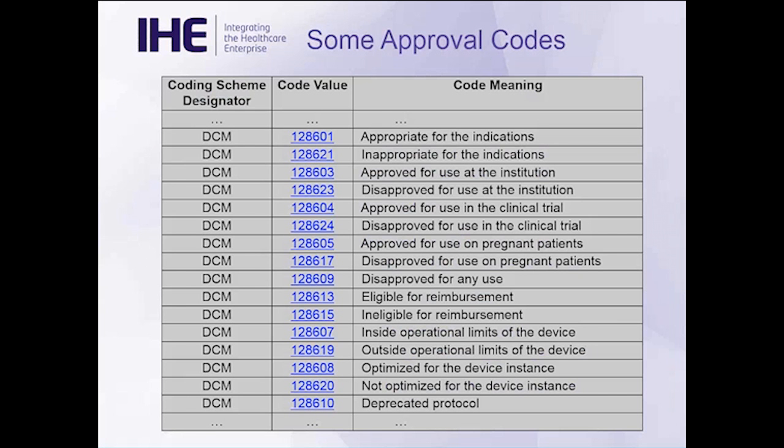I won't go through the full list here, but just to give you a sense of some of the different kinds of approvals you can approve for an institution, a clinical trial. The device may itself create approvals to indicate that a certain protocol is indeed inside its operational limits or has been optimized. And we've got another code there for flagging that a protocol has been deprecated.